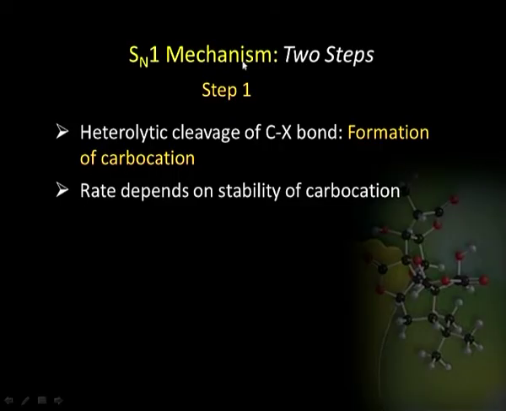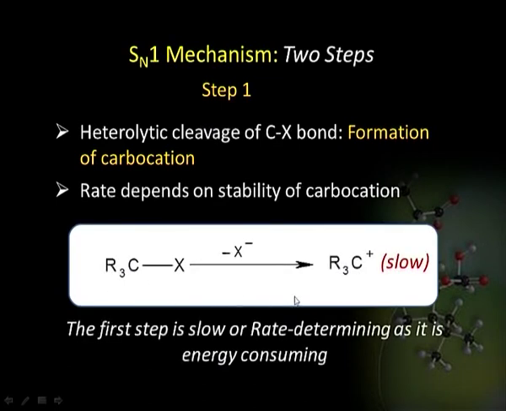So, the SN1 mechanism follows two steps. In the first step, heterolytic cleavage of the C-X bond leads to the formation of a carbocation, and here the rate depends on the stability of the carbocation which is formed. This step of the SN1 mechanism is actually the slow or the rate determining step, and it is the step which is energy consuming, therefore it moves slowly.